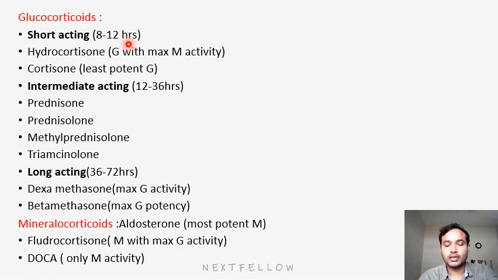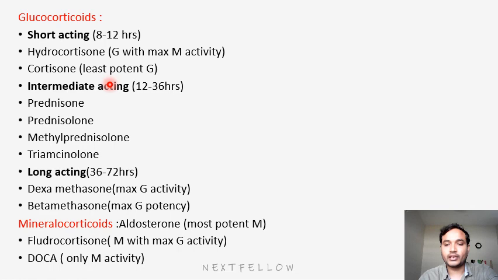That's why we'll use hydrocortisone in asthma and some fluid accumulation conditions, because it has anti-inflammatory activity and, at the same time, mineralocorticoid activity. Okay, next group will be cortisone. It will have more mineralocorticoid activity because it is the least potent of the glucocorticoids.